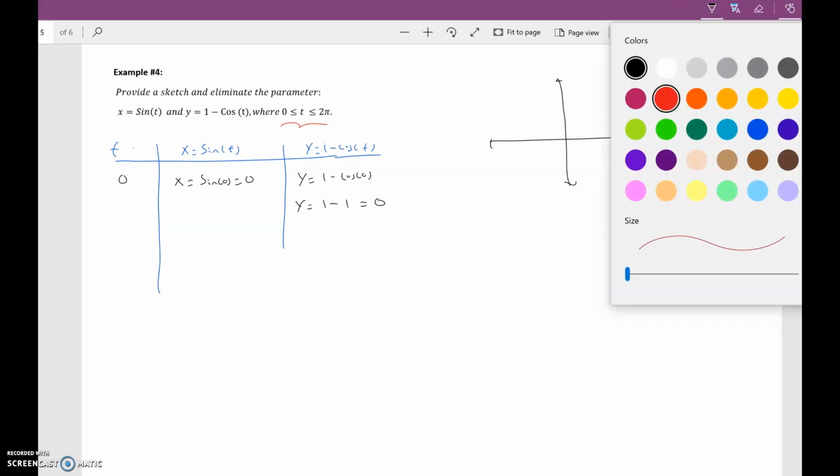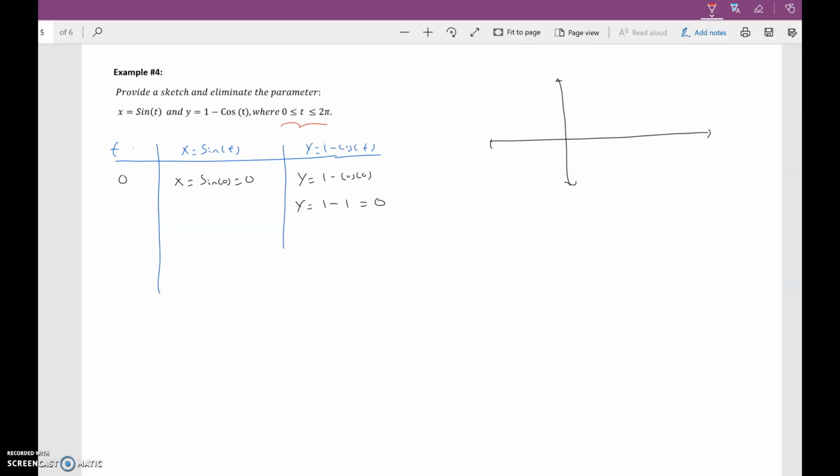So this is x's and y's. And the first coordinate point is 0, 0, which happens to be here. So this is at t is equal to 0.